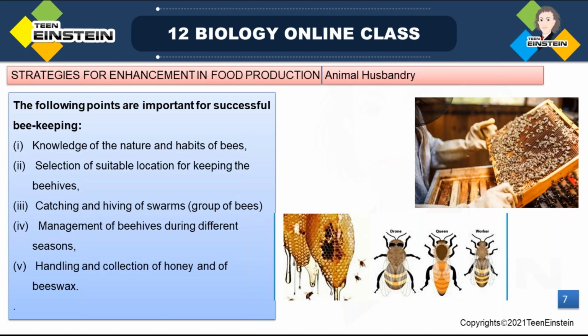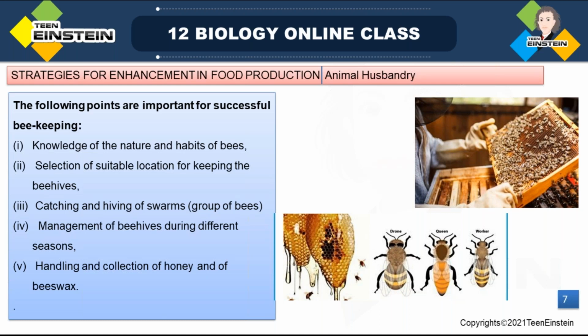Compared to other works, beekeeping is comparatively easy, because there's no need of special arrangements and all, and some specialized knowledge and training. That is the main thing in this. Training is given by several institutes in beekeeping, so people can easily generate money through this.